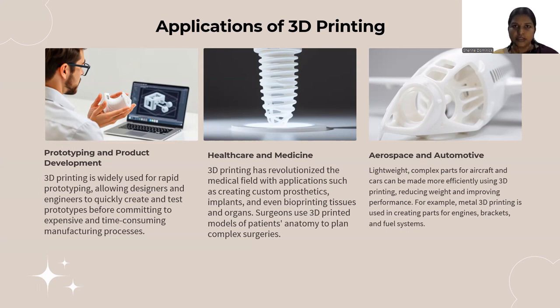So this is the first thing that we could say. It would be a lightweight product, which is completely more lightweight compared to the traditional or conventional developing methods. Or else we can go for bioprinting the tissues itself and developing organs. So the surgeons can use 3D printed models of patients to plan for complex surgeries.